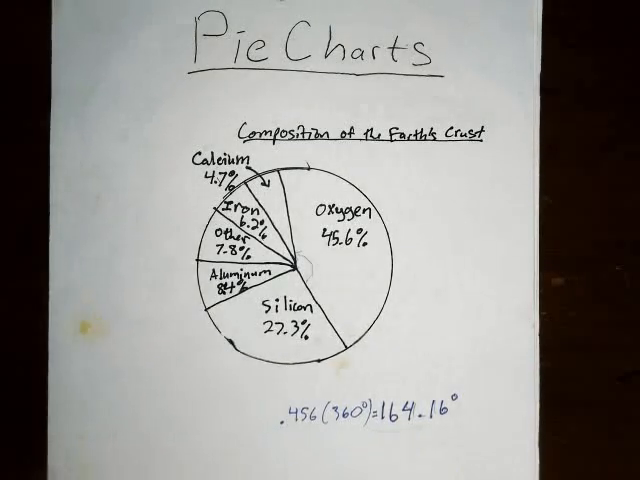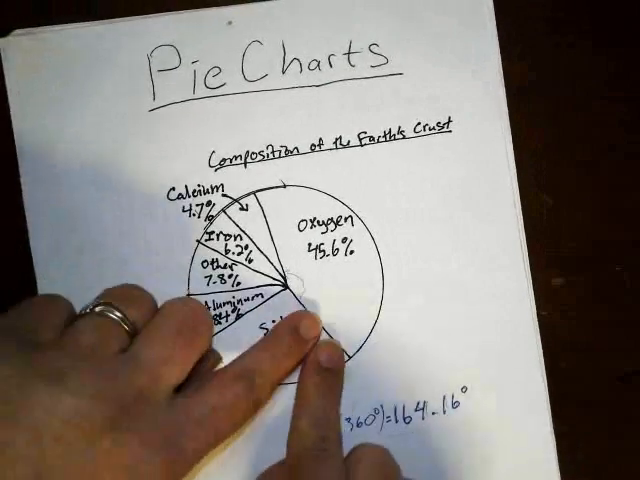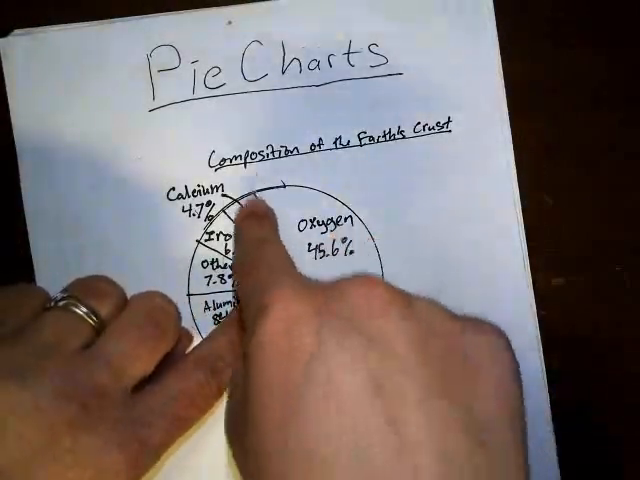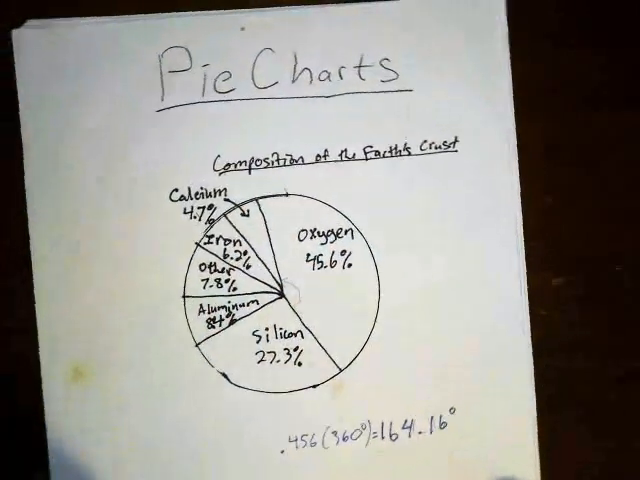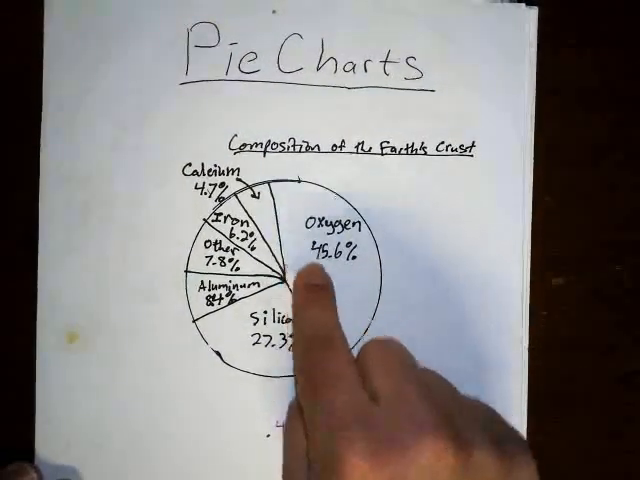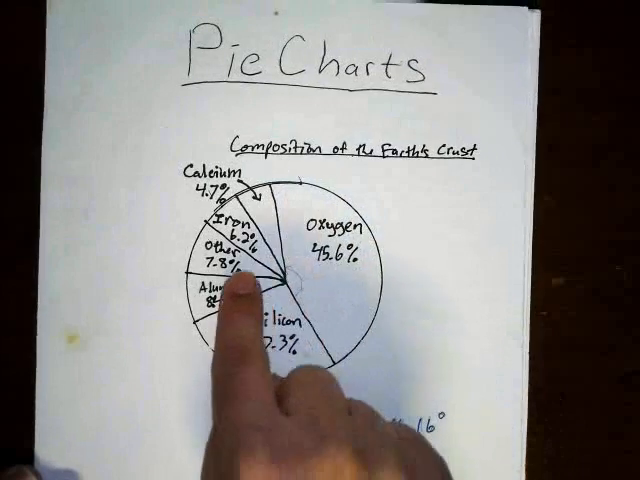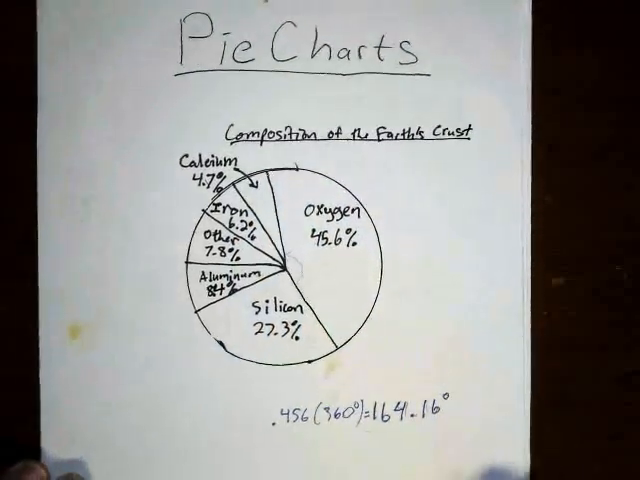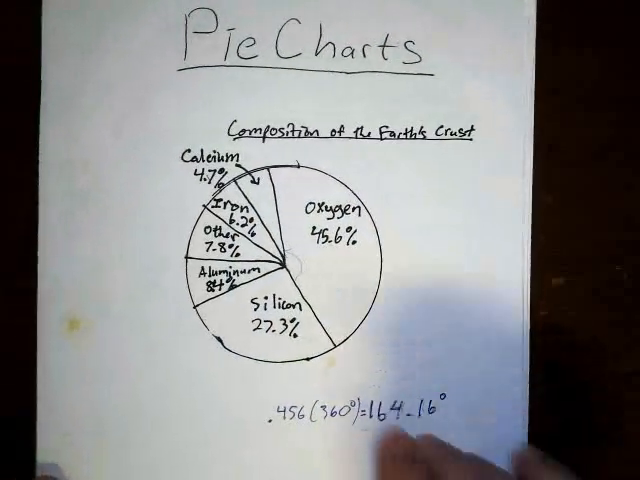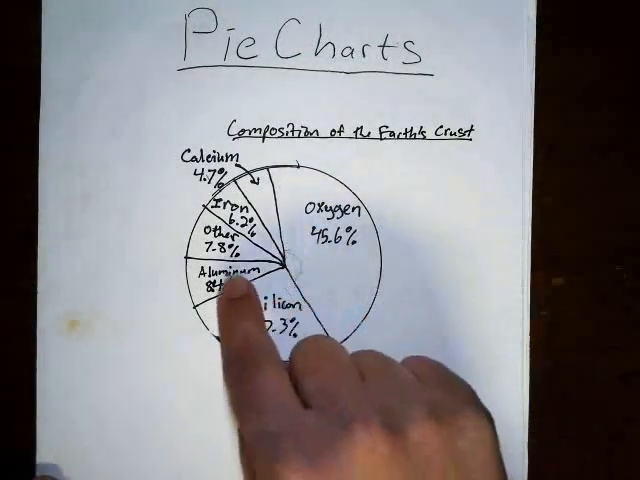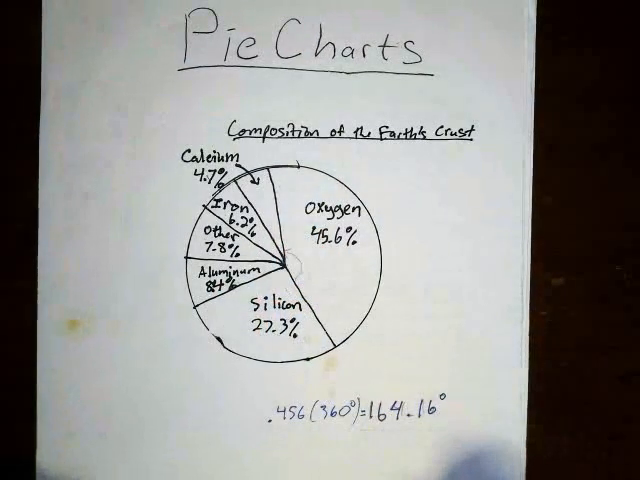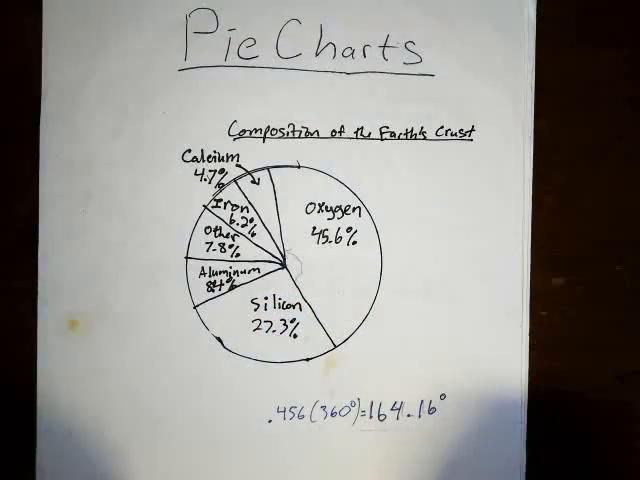I'm not going to actually do it here, but you could lay your protractor on here and measure that angle, so it's 164 degrees. And that's going to make the size of each piece accurate to what percent of the whole each category is, and you would get a nice visual representation.